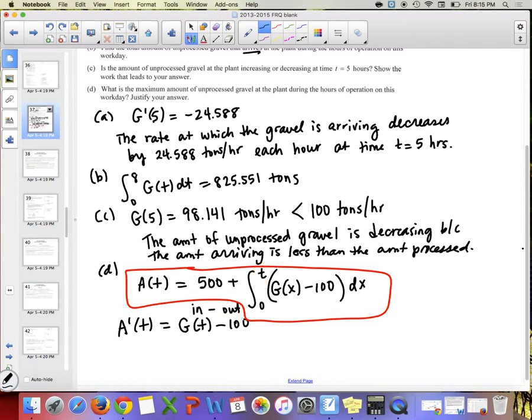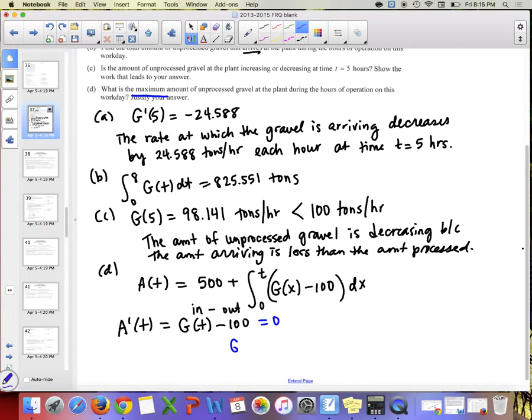All right. So if I'm trying to figure out the maximum amount, every time we see the word maximum on the AP test, we know we have to take the derivative. We find where it's equal to 0, where it's undefined, and so on. So we took the derivative A prime of t, and we're going to set it equal to 0. So we have g of t is equal to 100. So we want to find when g of t is equal to 100.